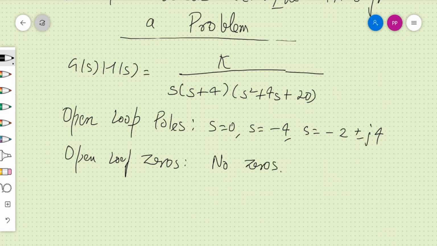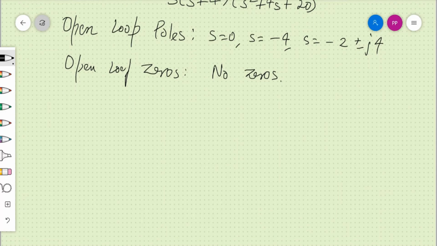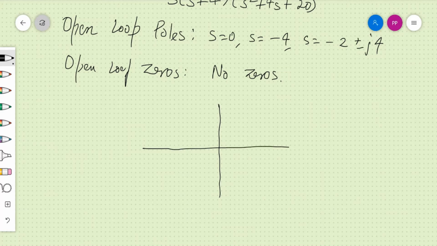So when we start solving such a problem, the first thing we see is where the poles and zeros are located, that is, the open loop poles and zeros. So let us mark them. We have this plane, so we can draw the sigma axis and j omega axis, and let us plot the poles and zeros. As there are no zeros, we plot the poles.